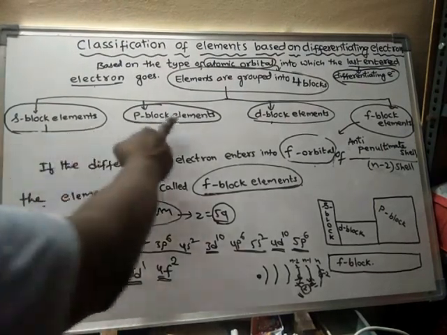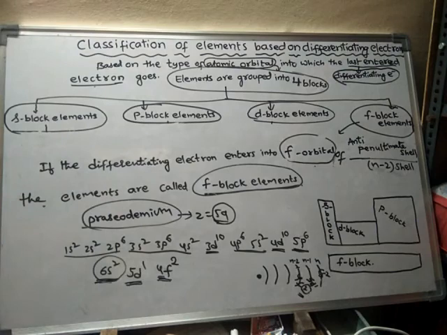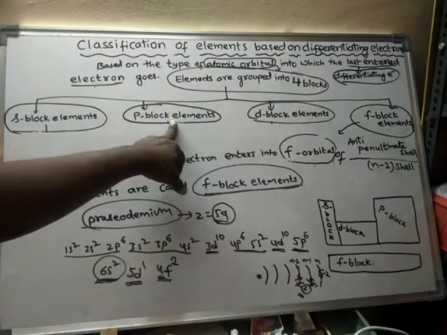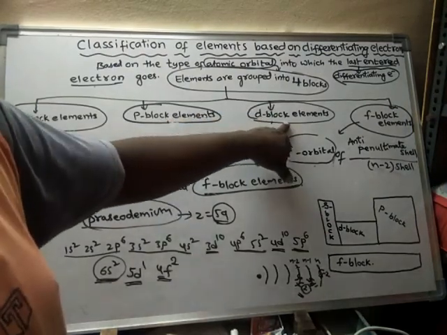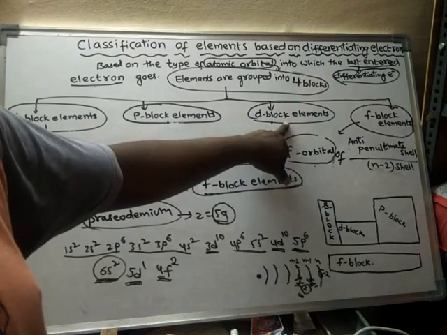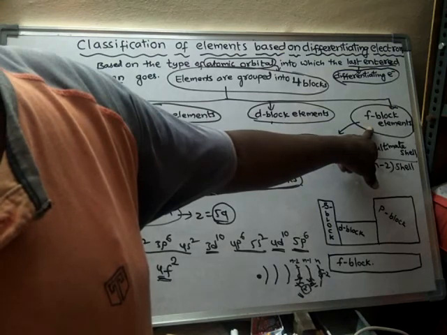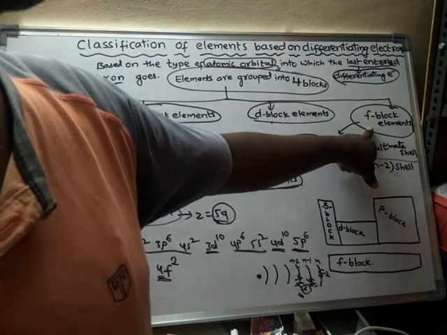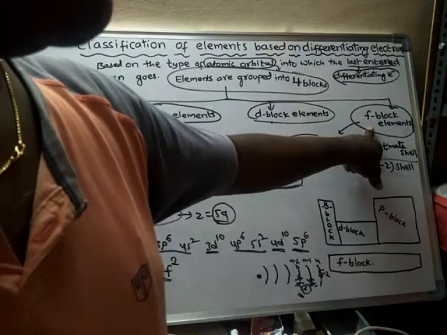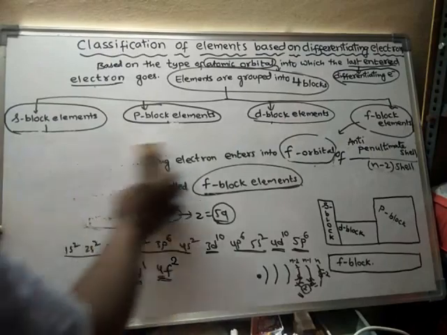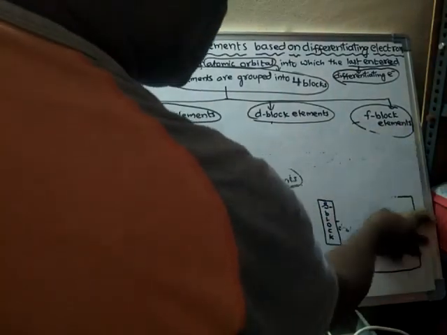So s block elements, p block elements. In s block elements the differentiating electron enters into the s orbital; in p block, into the p orbital of the last orbit; in d block, into the d orbitals of the last but 1 orbit, the penultimate shell. In f block elements, the differentiating electron enters the last but 2 orbit, the n minus 2 orbit, also called the anti-penultimate shell. Now we will learn the properties of these elements.